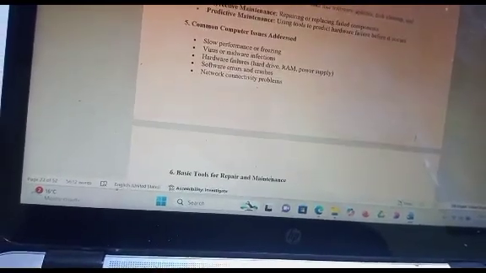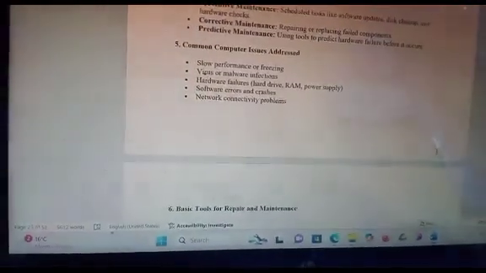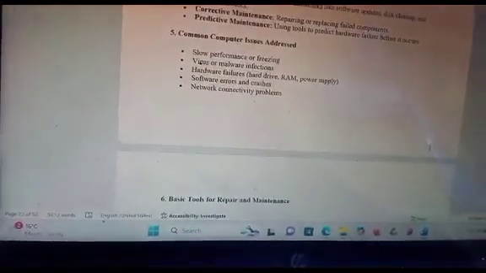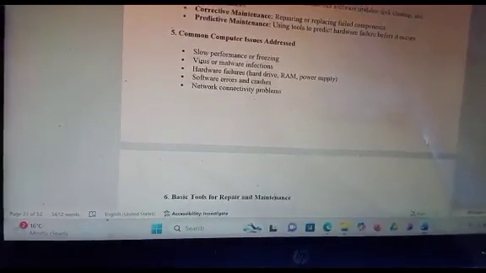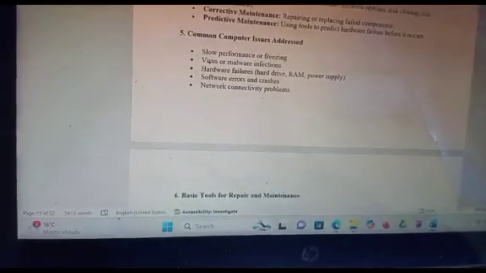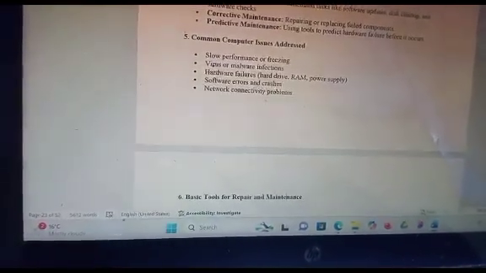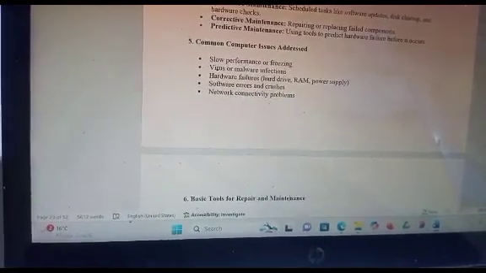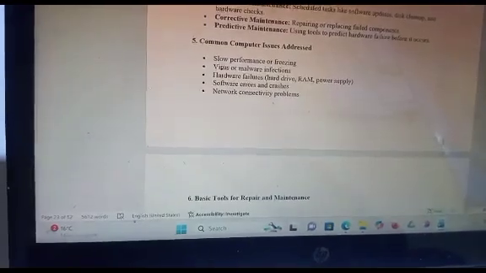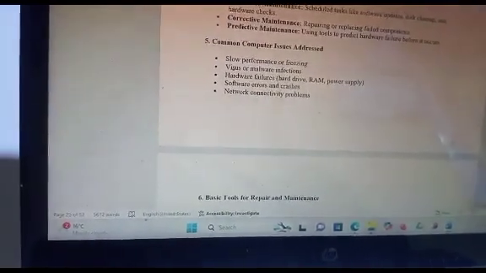Now, we had looked at the types of maintenance. The main types are the ones that we have just highlighted: preventive, corrective, and then we have predictive. So common issues that are addressed when it comes to maintenance: slow performance or freezing, virus or malware infection, hardware failures, software errors, crashes, and network connectivity problems. So those are the common issues that are associated.